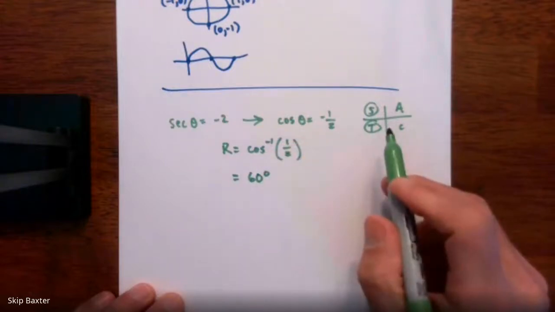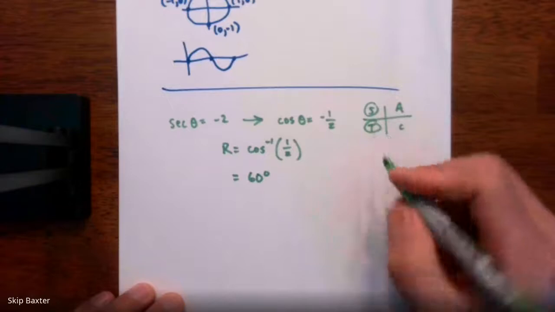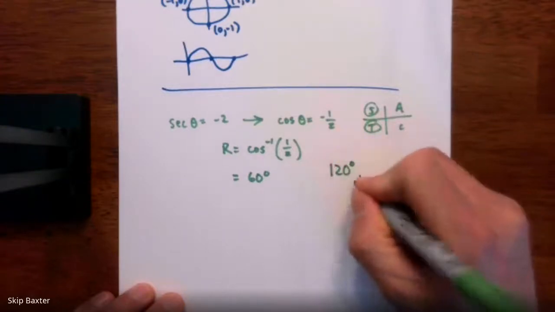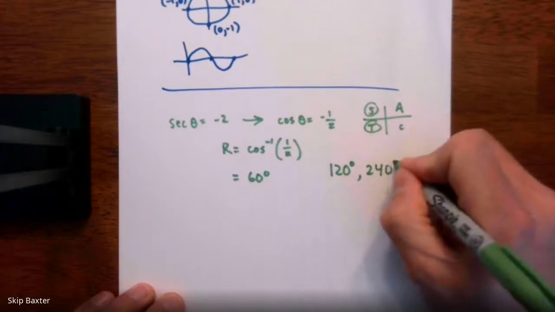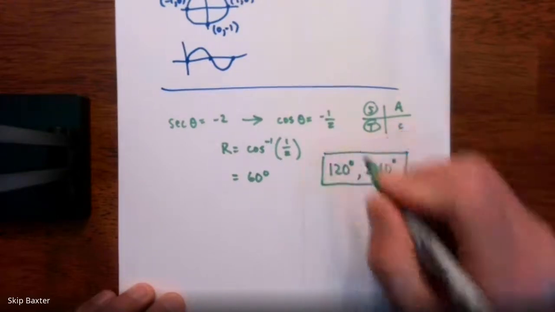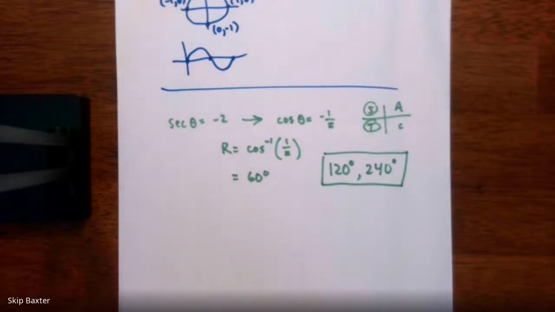So the second quadrant angle whose reference is 60 degrees would be 120. And the third quadrant angle whose reference is 60 degrees would be 240. So those would be the 2 answers. Okay, that's all there is to it.